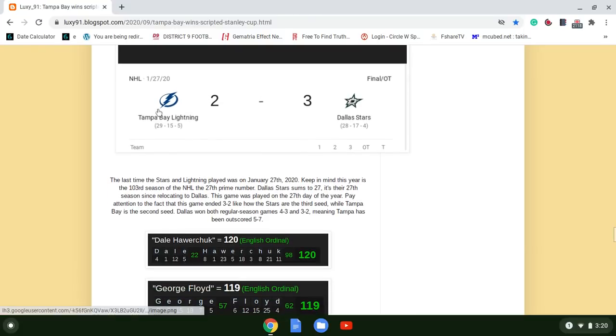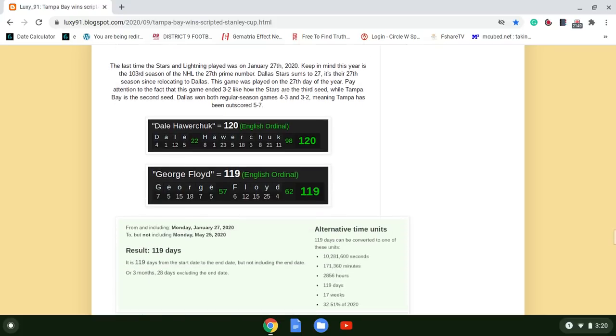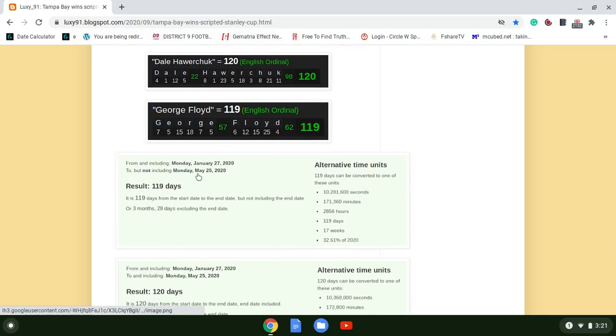So, January 27th, this was the last time the Stars and Lightning played. Notice this game ended 2-3, like how the Lightning were the second seed out of the Eastern Conference. Dallas was the third seed out of the Western Conference. The two teams combined for how many wins? 57 wins in the season. The two games the Stars and Lightning played this year, Tampa Bay was outscored 5-7. Again, 57-131, the two championship numbers. So from January 27th to George Floyd's death was 119 days, or a total span of 120.